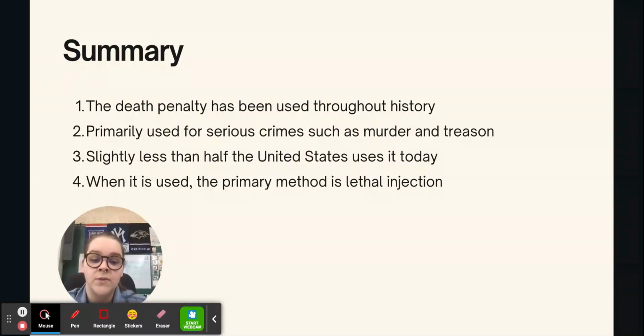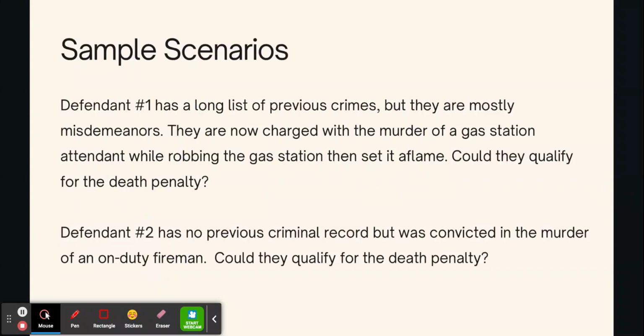And now I just wanted to go over some sample scenarios similar to the ones you saw in your pretest. So we're going to hear the crimes that were allegedly committed by these defendants, and then we're going to have to look at some key clues to determine if they qualify for the death penalty.